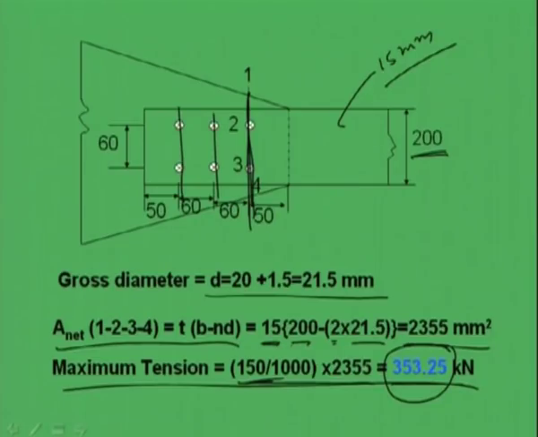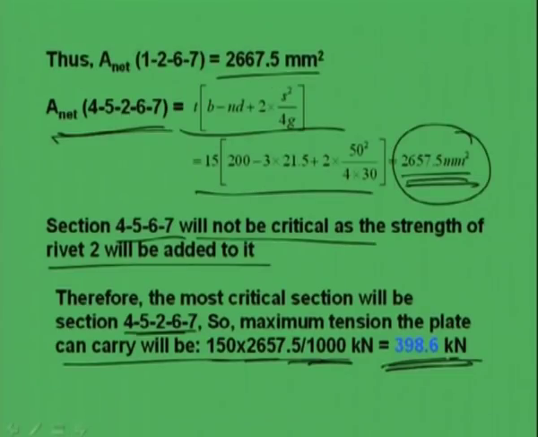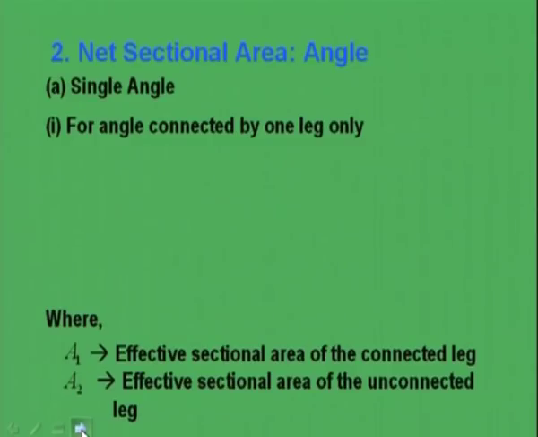That means for the same plate, with the same number of rivets, if we go for stagger riveting, the strength of the plate will be more than with pitch riveting. In case of pitch riveting, what we have seen is that the strength is 353, and if we do the stagger riveting, this is coming 398.6. So in this way we can see how the riveting combination is going to increase the strength of the plate, right. Now another way is that, so far we have discussed the strength of the plate.